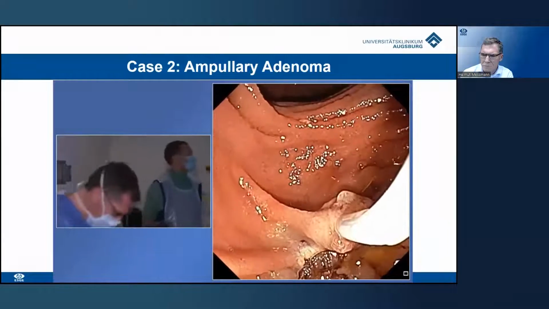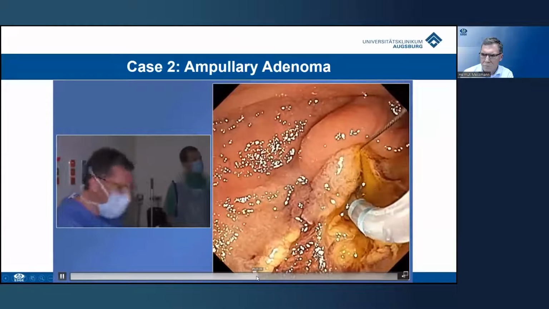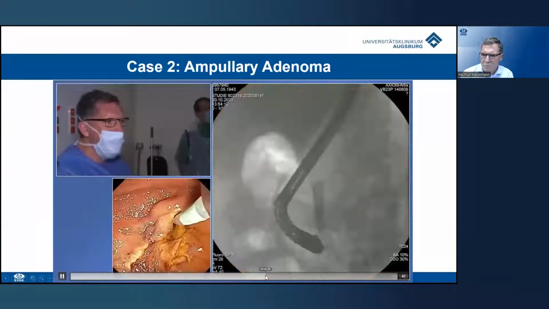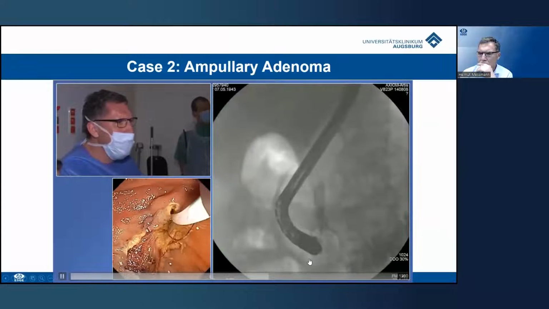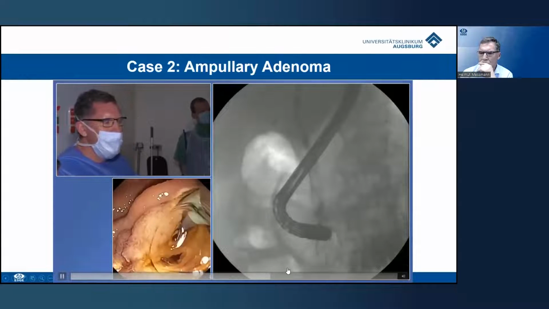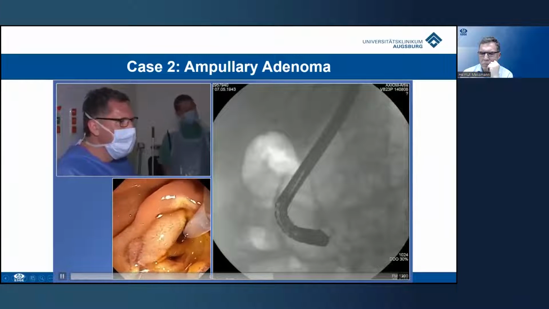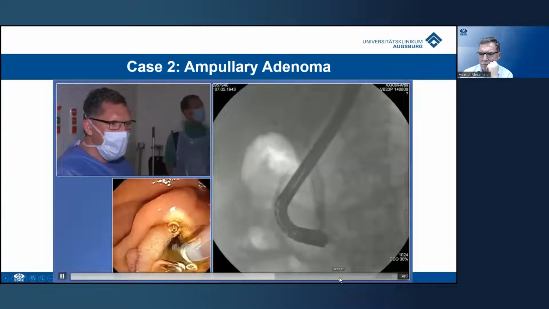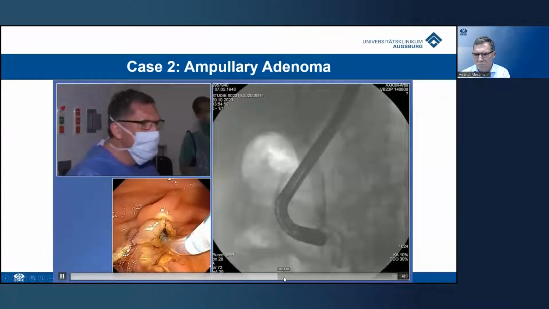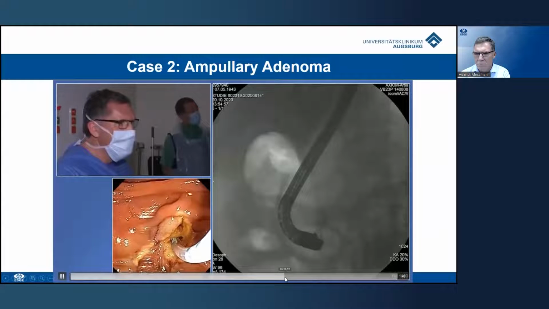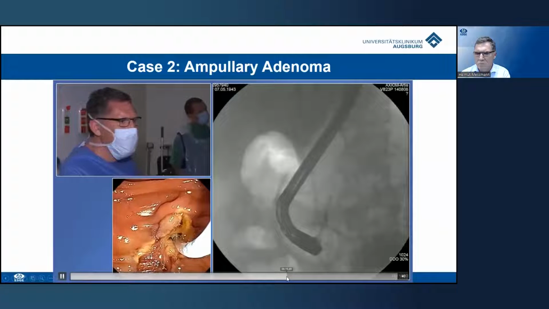Yes, we got it. So just a small piece. Okay, so this is the bile. Okay, so no intraductal adenoma. Yes. Okay, stop.